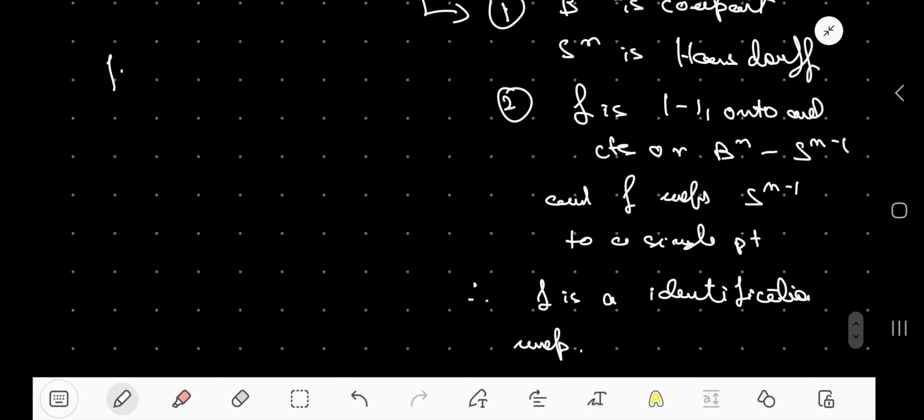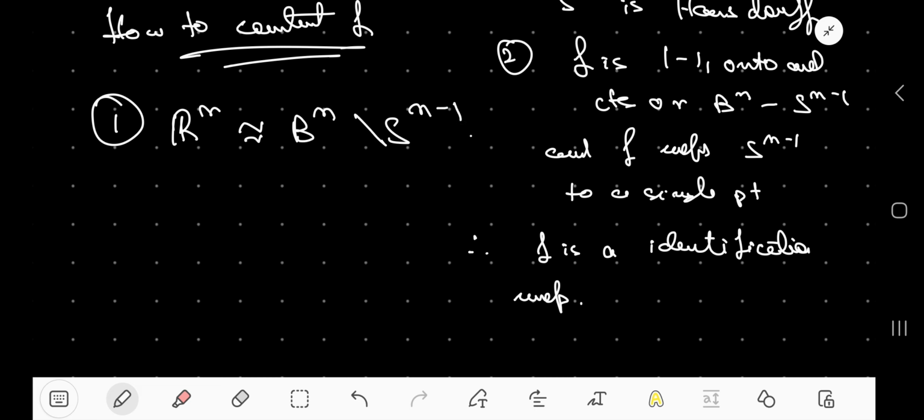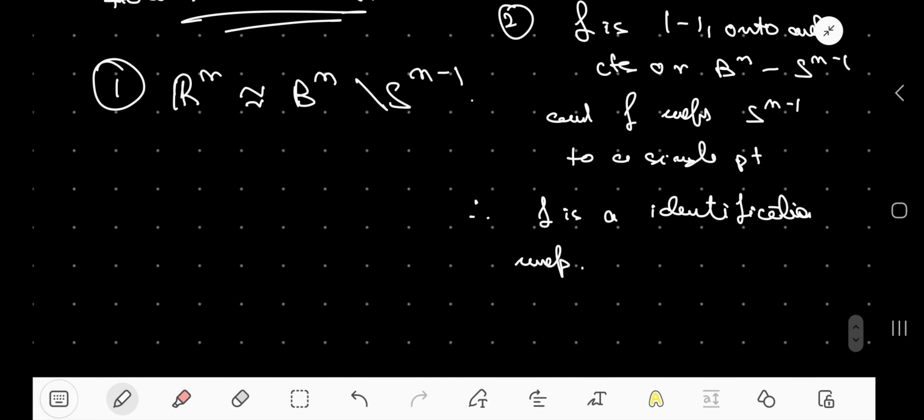And so the concept lies in how to construct f. The only thing to check here is that we know that Rn is homeomorphic to the n-dimensional ball except its boundary, right. So the n-dimensional open ball is homeomorphic to Rn. You can relate this to the fact that the open interval (0,1) is homeomorphic to R, is topologically equivalent to R. Similarly, the n-dimensional open ball is homeomorphic to the n-dimensional Euclidean space. So this is the first thing to observe.